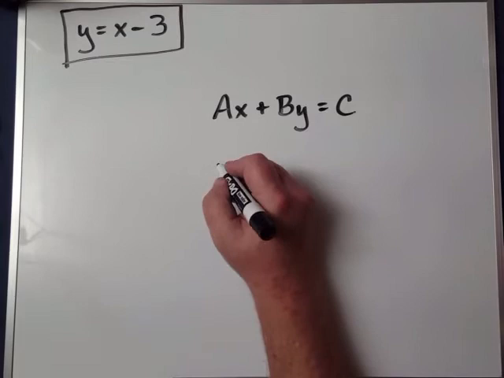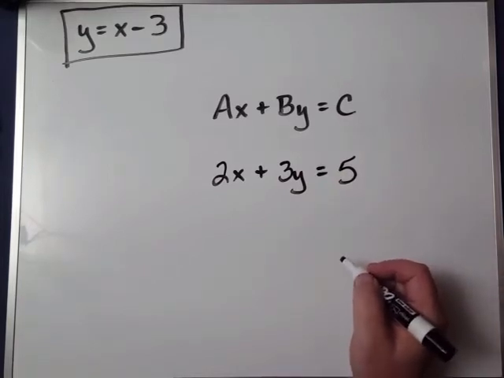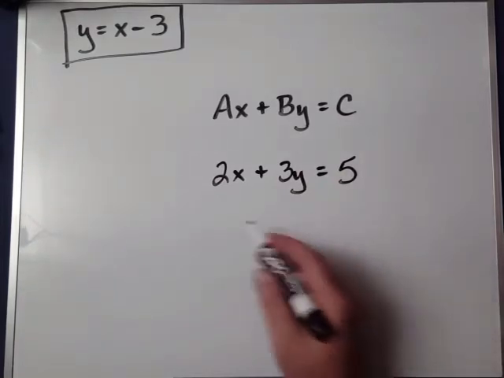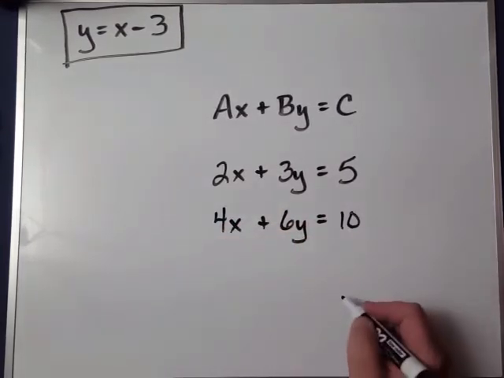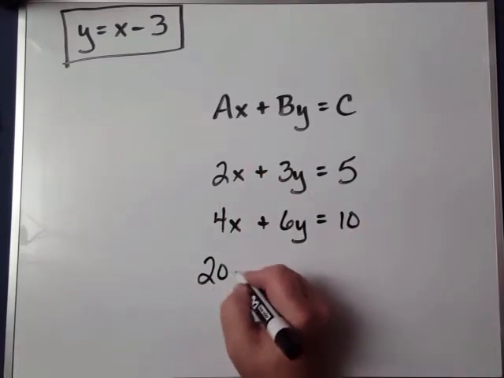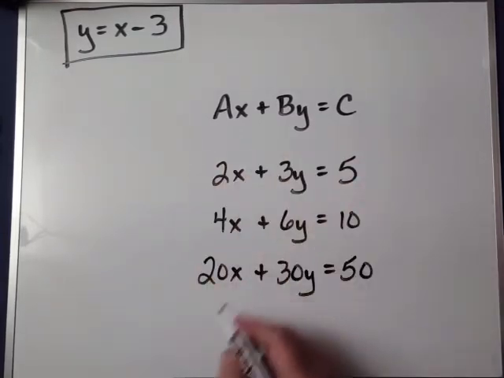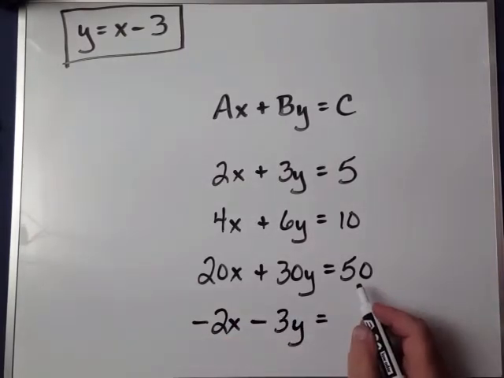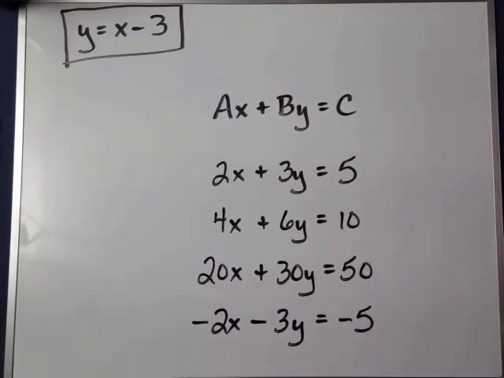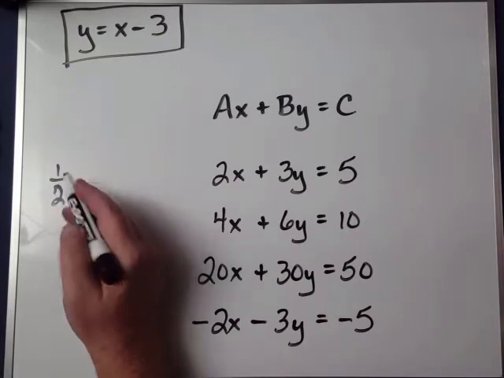If I had the equation, say, 2x plus 3y equals 5, that's in standard form. What if I multiply both sides by 2? Or what if I multiply both sides by 10? These are all equivalent equations. What if I take the opposite of both sides? What if I were to divide both sides by 4? 2 divided by 4, that's 2/4 or 1/2.